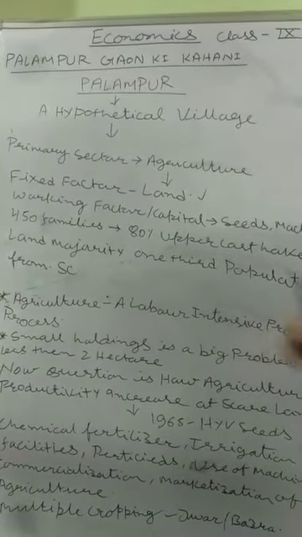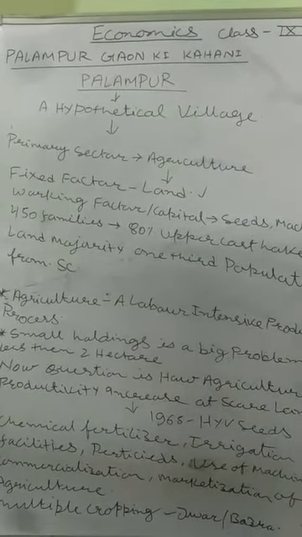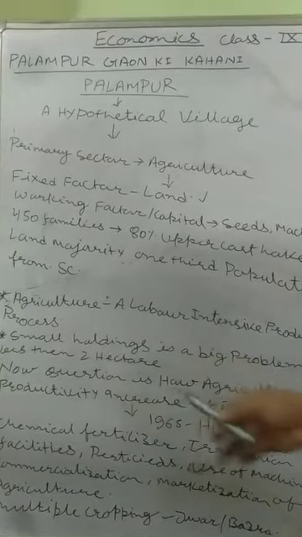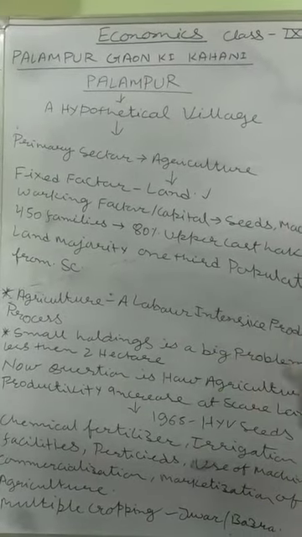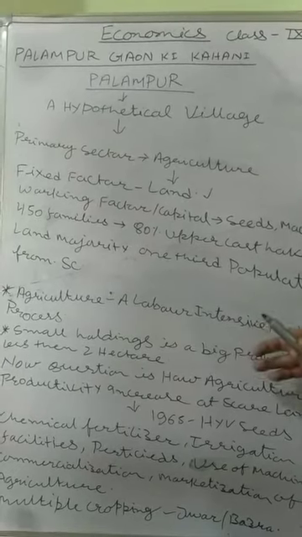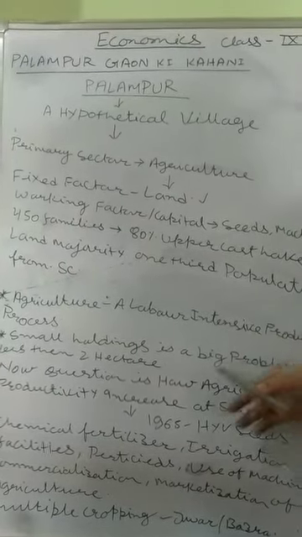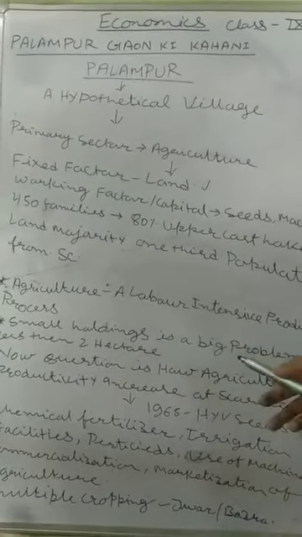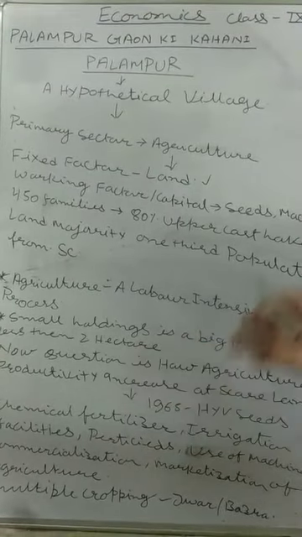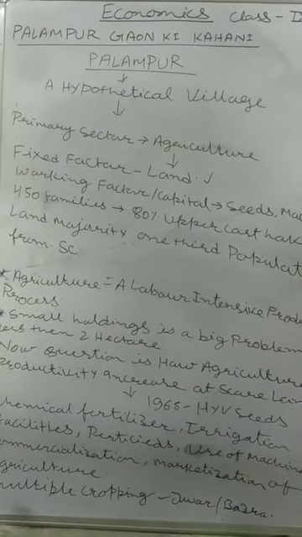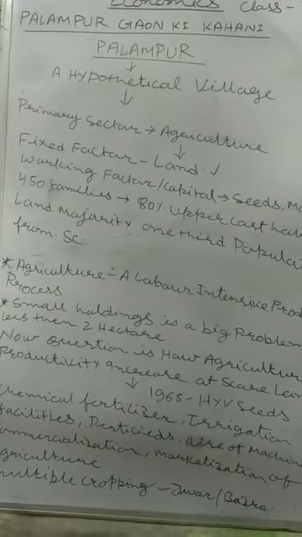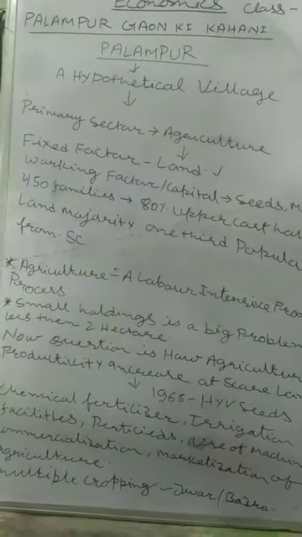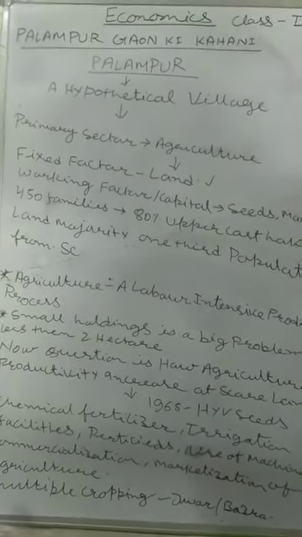The next problem is small holdings, which is a big problem. 80% of land holdings were less than 2 hectares, and small holdings of land are a big challenge in the mechanization, commercialization and marketization of agriculture.